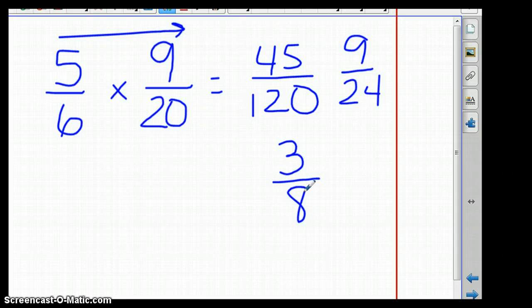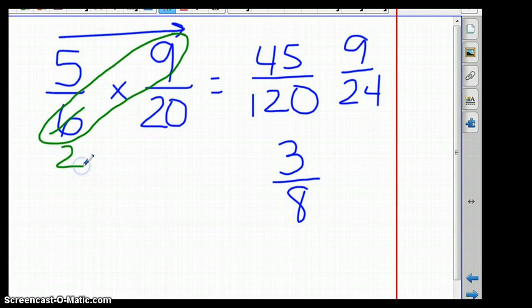Well, if we take that same problem and instead of solving it first, I simplify it within the problem, I'm going to look crosswise. Let's start with the 6 and the 9. The 6 and the 9 share a factor. I can divide both of those numbers by 3. 3 goes into 6 2 times, so this is going to become a 2. 3 goes into 9 3 times, so that number is going to become a 3.